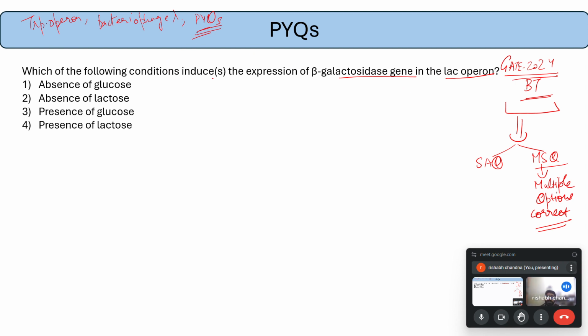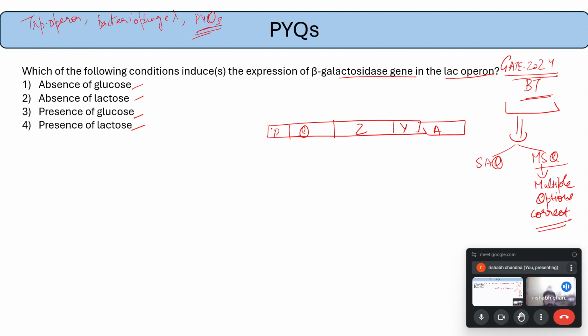So, which of the following conditions induce the expression of beta galactosidase gene in the lac operon? The options are absence of glucose, absence of lactose, presence of glucose, or presence of lactose. First we'll draw the lac operon. This is the promoter, the operator, then we have Z, Y, and A. This is the basic lac operon.